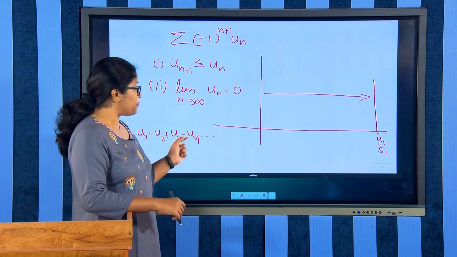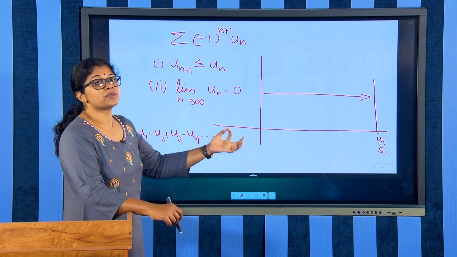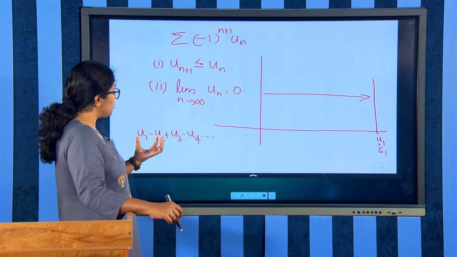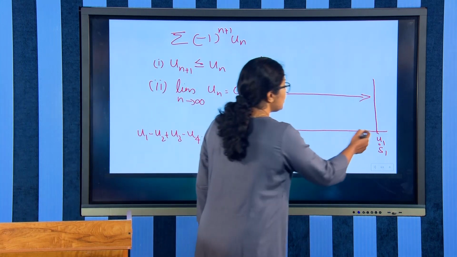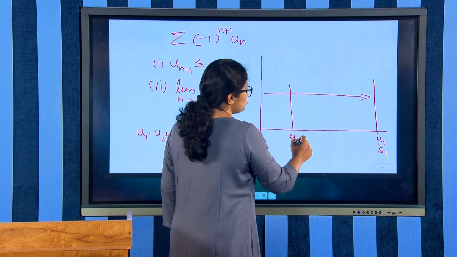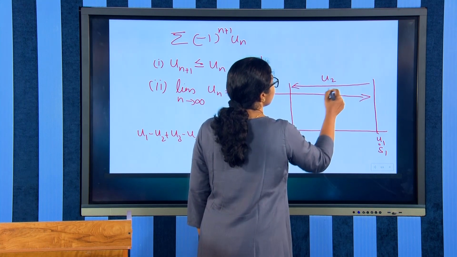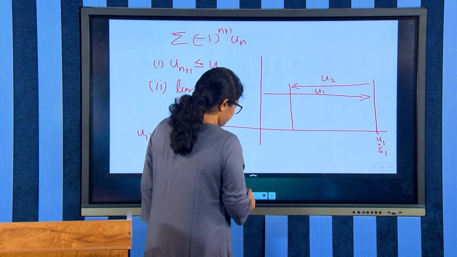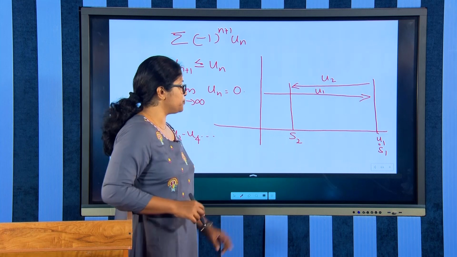Now, when you take the second partial sum, all the un's are positive, all the un's are greater than 0. So when you take the second partial sum, you are subtracting a positive term from u1. If this is your u2, this will be your S2, and this will be your u1. So S2 will be somewhere here, because you have subtracted u2 from u1 to get S2.